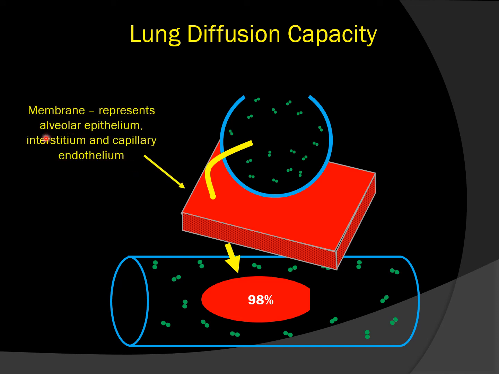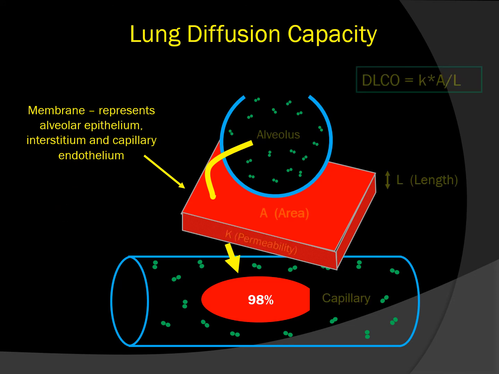The membrane, as I mentioned, represents the epithelium, the interstitium, and the capillary endothelium. Diffusion is proportionate to the area and inversely proportionate to the length. In emphysema, we lose a lot of area, and the quality, which is K, of the membrane is down, the intrinsic permeability, making diffusion capacity very low in emphysema.